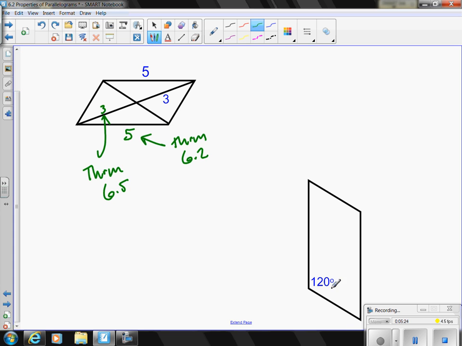So if this is a 120 degree angle, I know my opposite angles have to be congruent. That was theorem 6.3. And consecutive angles have to be supplementary. They have to add up to 180. So that has to be 60 degrees. And that's 60 degrees as well. Opposite angles are congruent again.